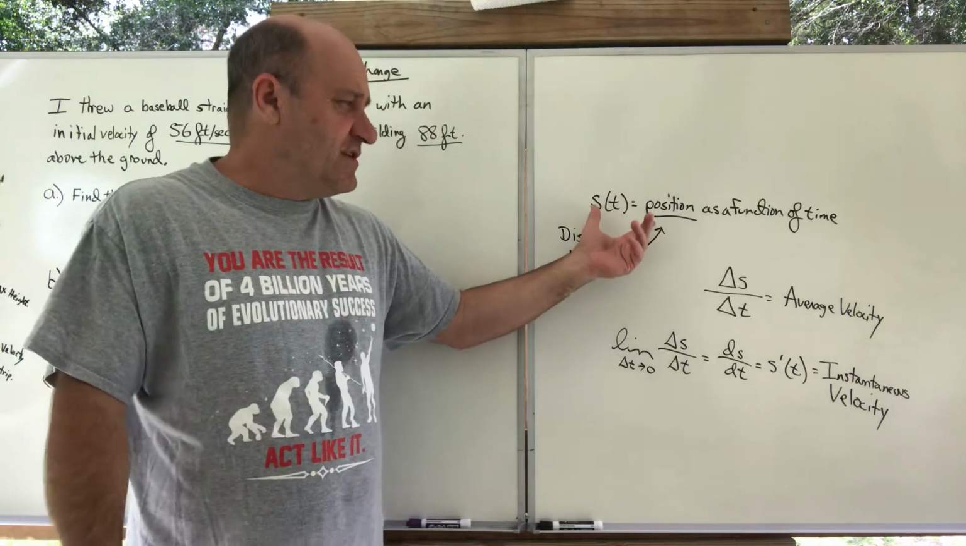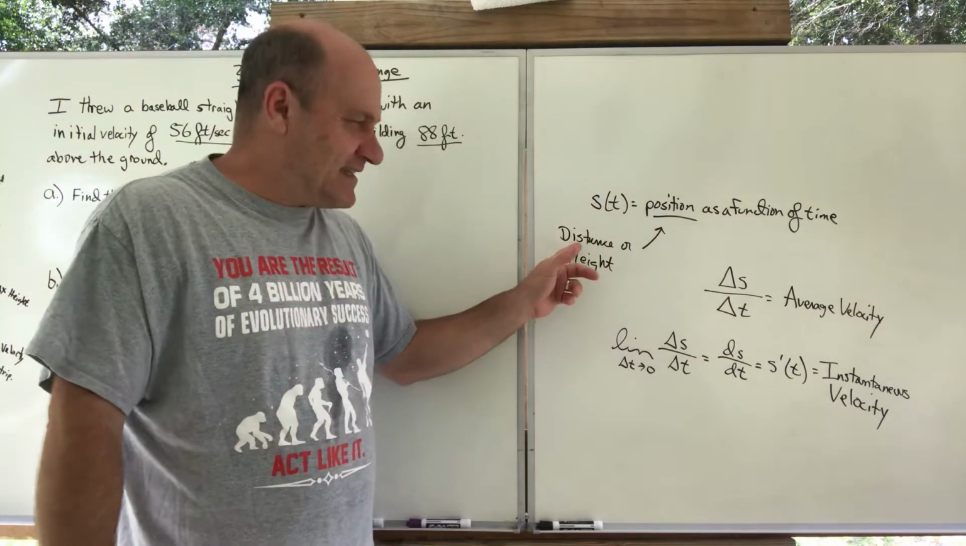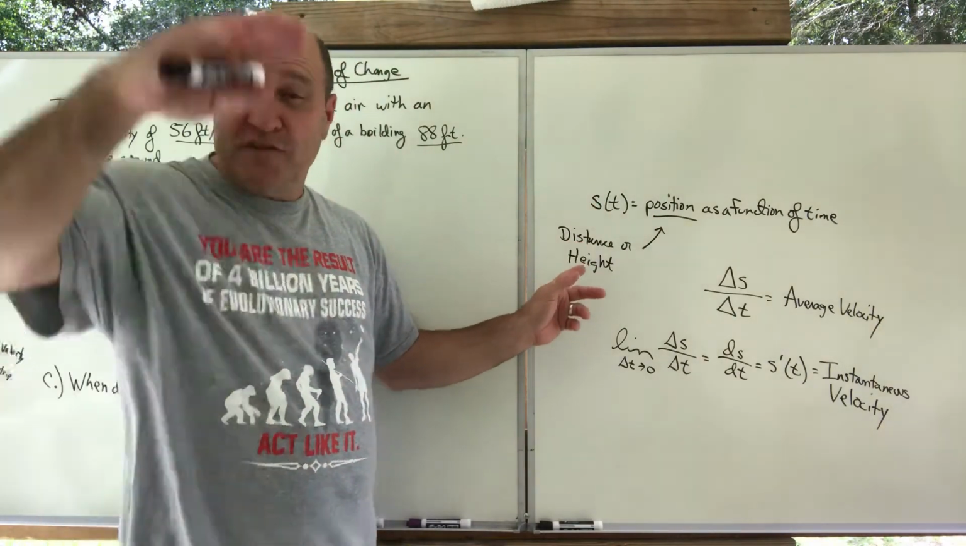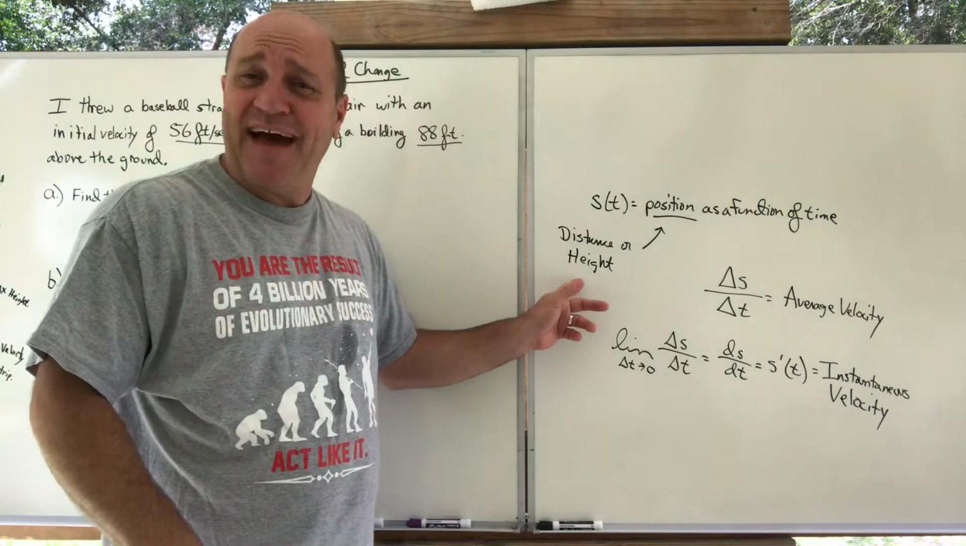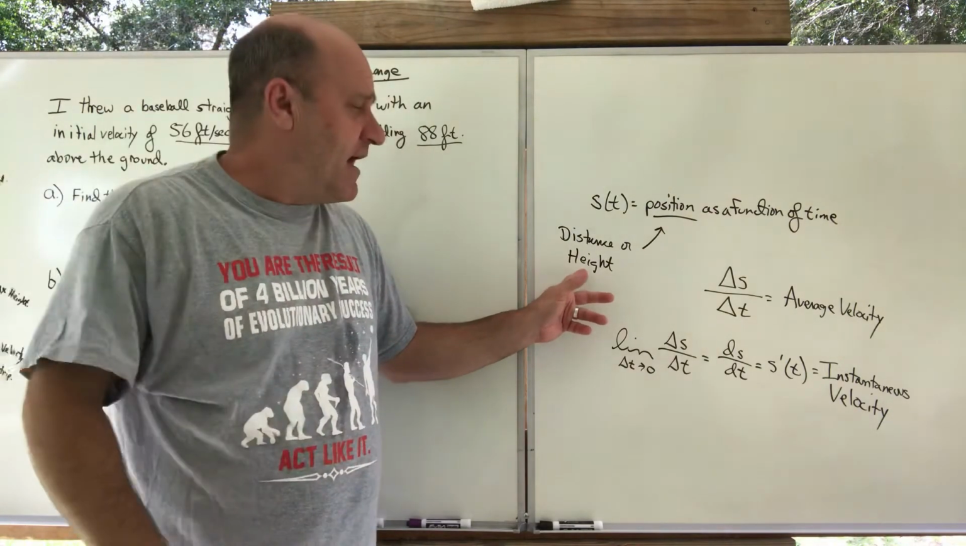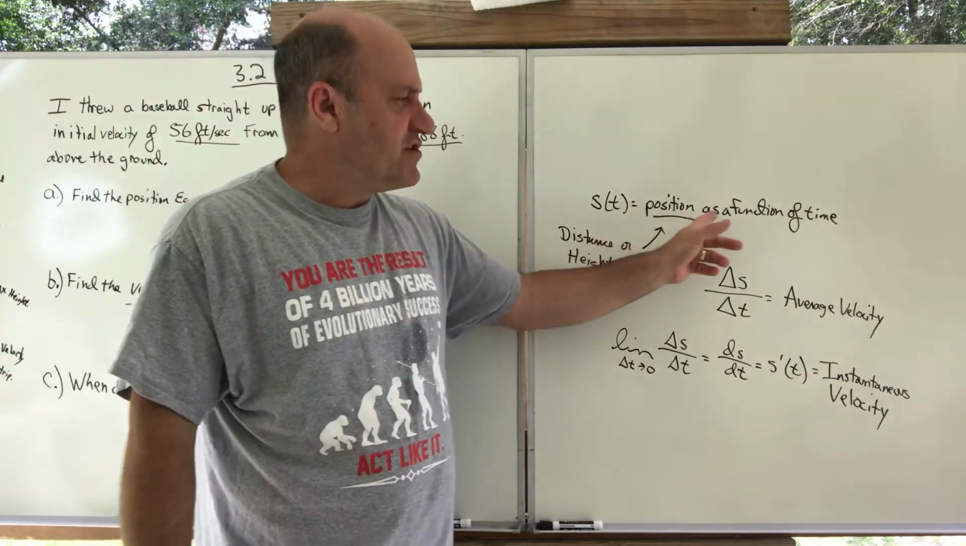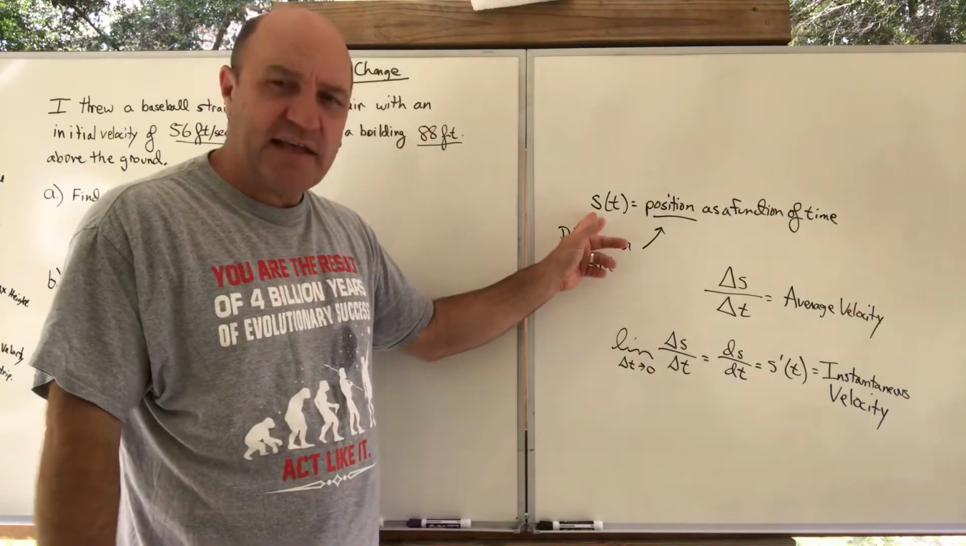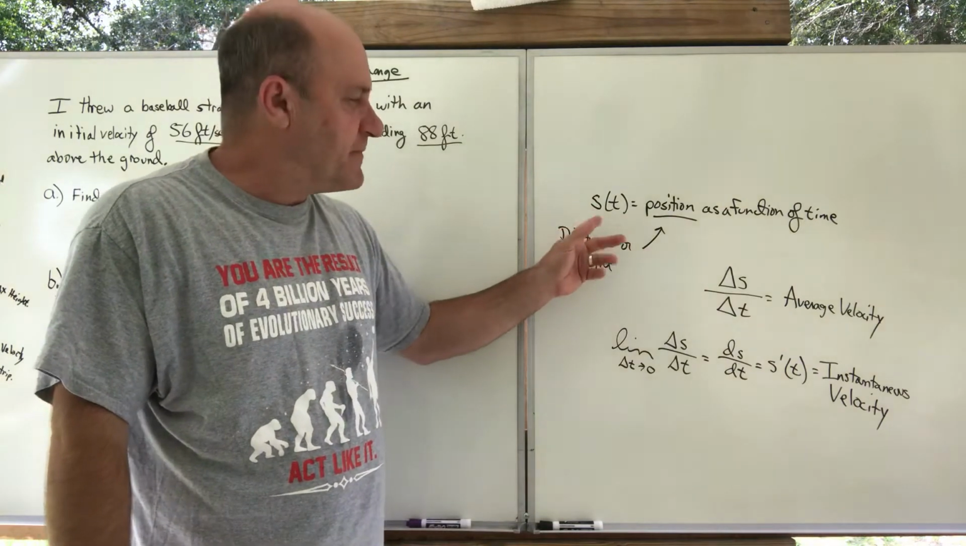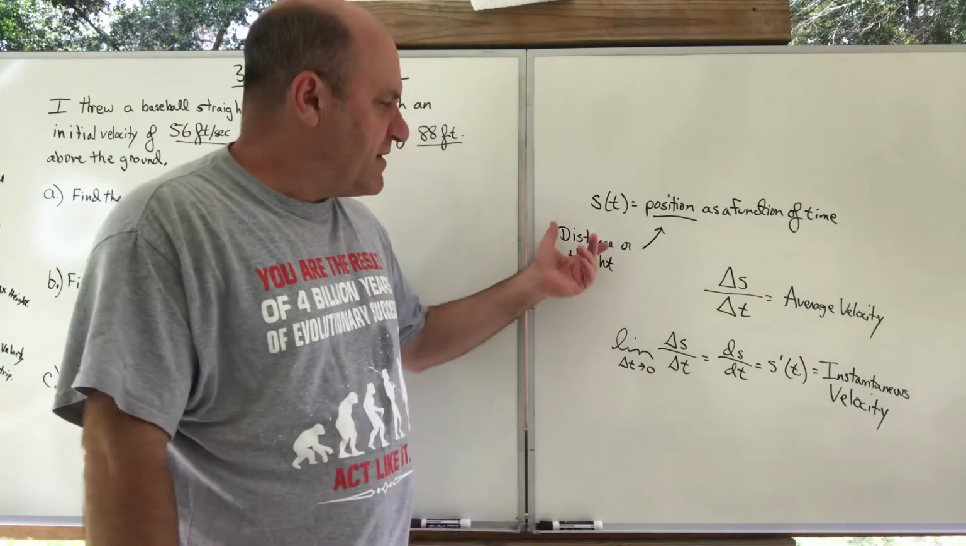So it's position. Another word for that is distance. Or if it's falling, maybe we call that the height. The distance is the height. But in general, we use the word position. So we say position as a function of time. We use the letter s. s is a function of t. So anyway, that could be distance or height.